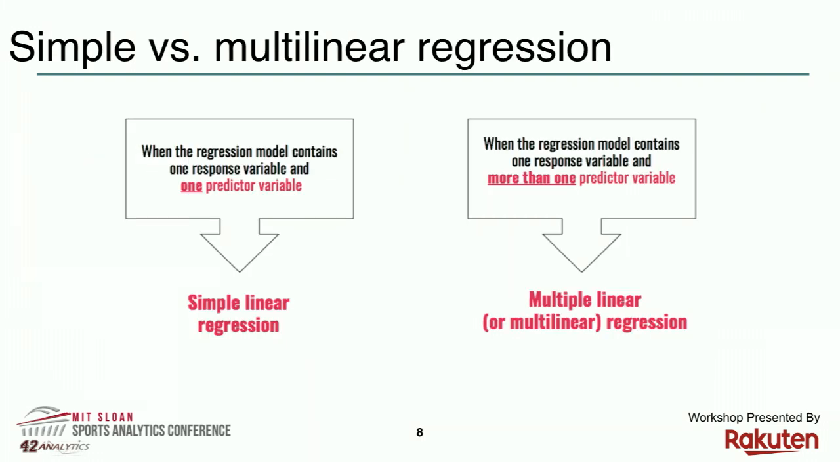So here, just differences between simple and multilinear. Again, we'll be doing a multiple linear one. That's when the regression model contains one response variable and more than one predictor variable. We'll actually also be doing a simple linear regression to begin with, with just one predictor.